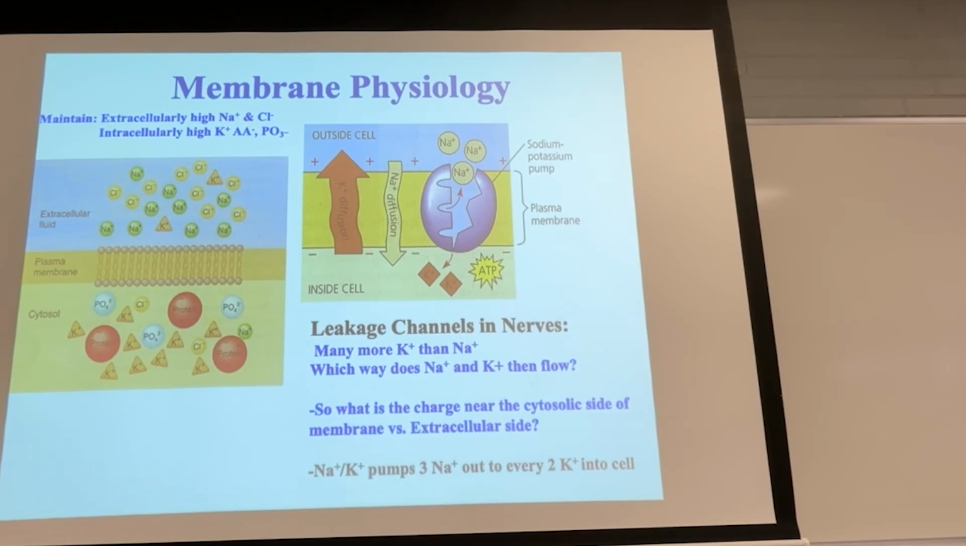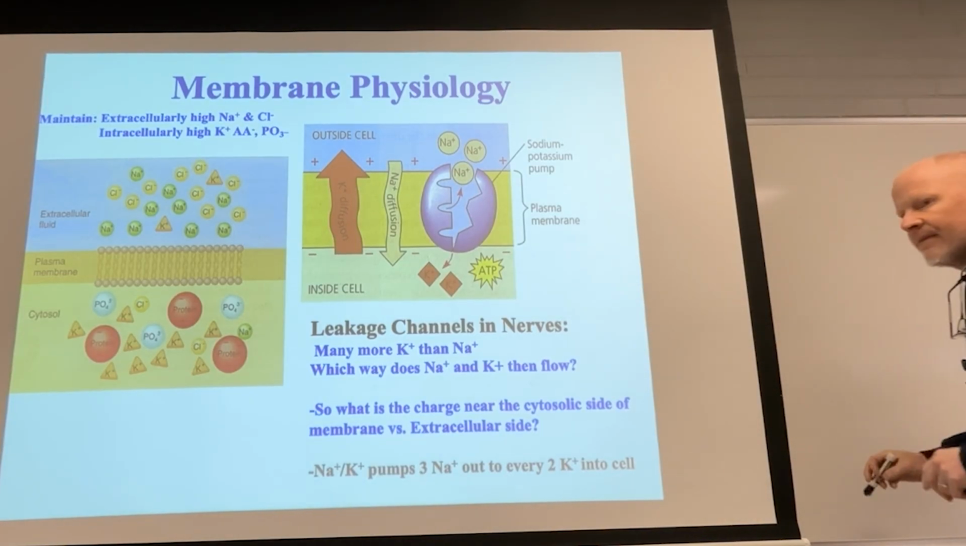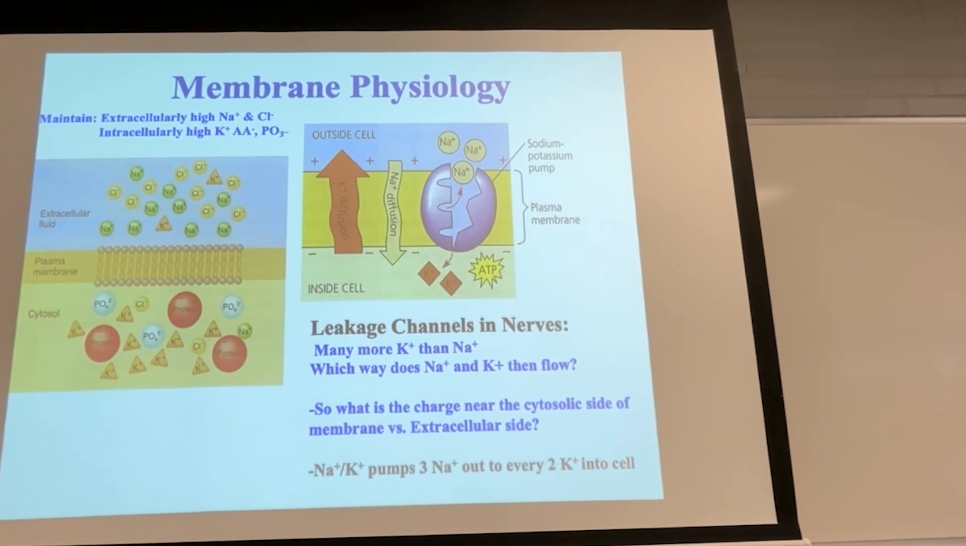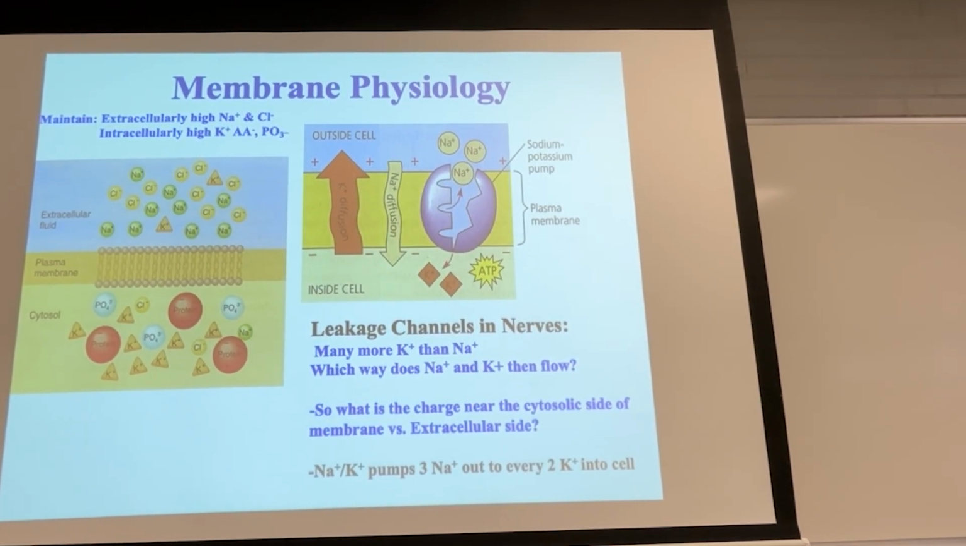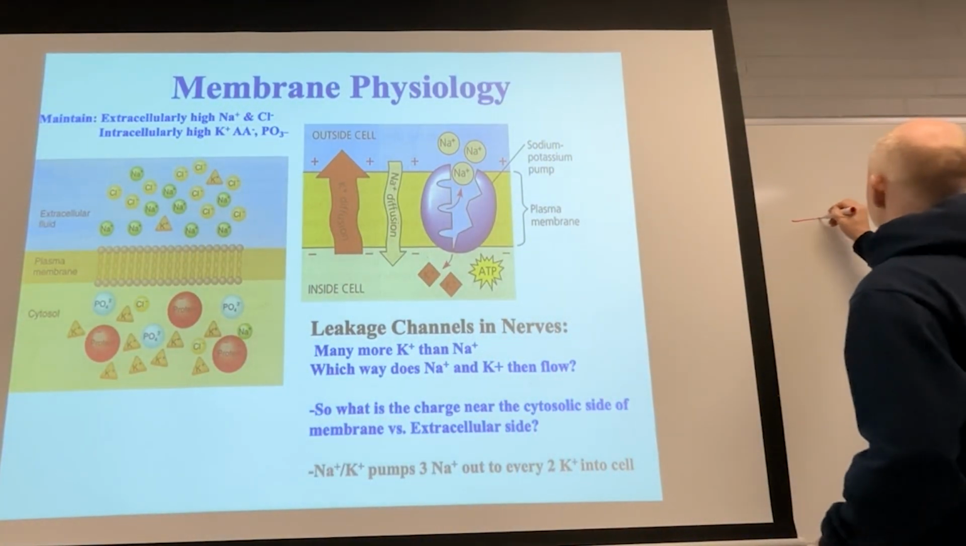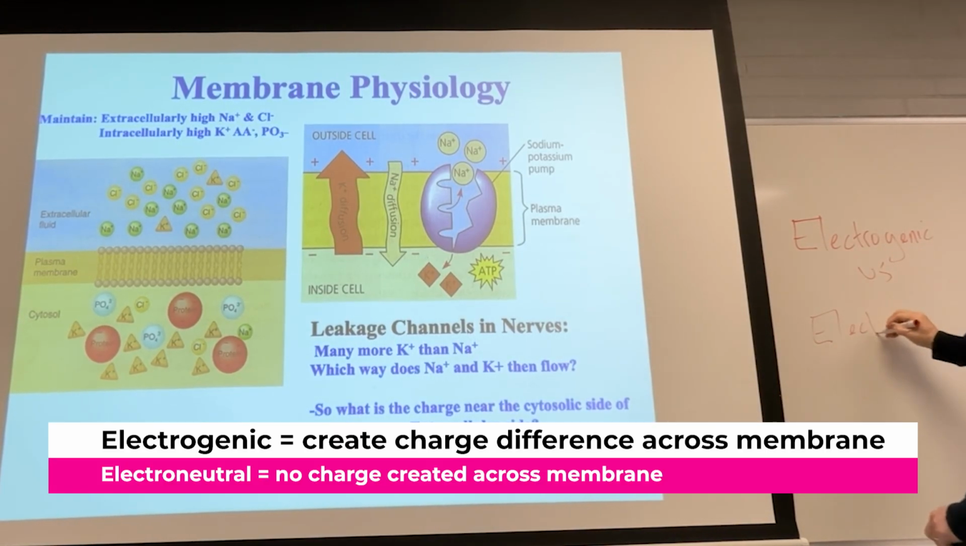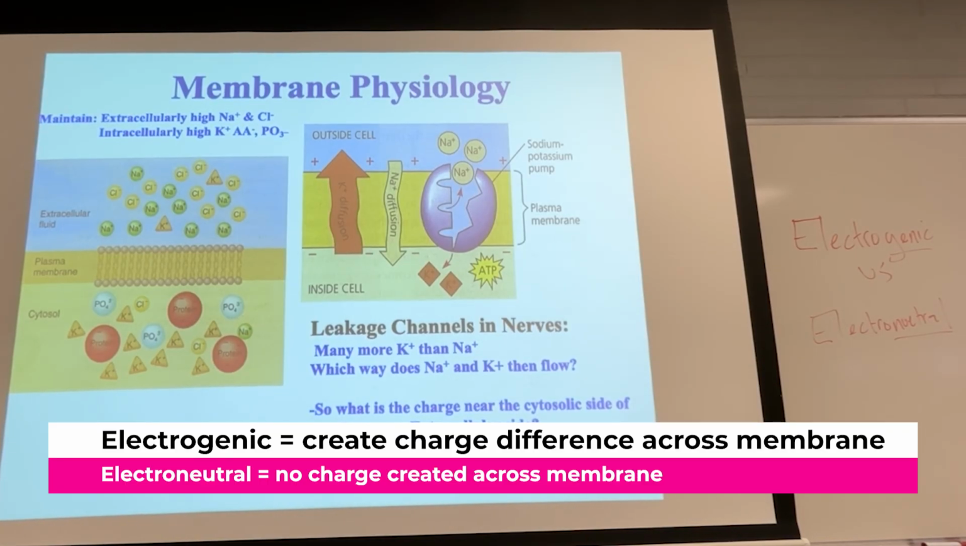All right, so the sodium-potassium pump is called an electrogenic pump. So electrogenic versus electroneutral. So neutral versus genic. What that means is an electrogenic pump aids in maintaining a difference in concentration gradient, that is, a difference in charge.